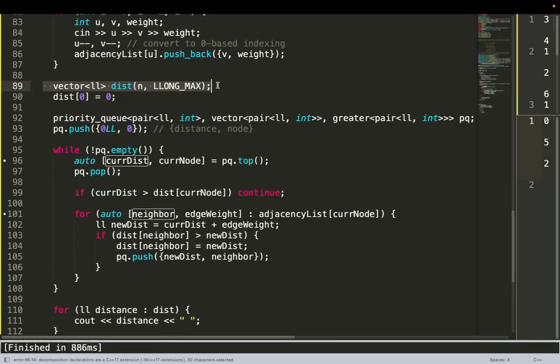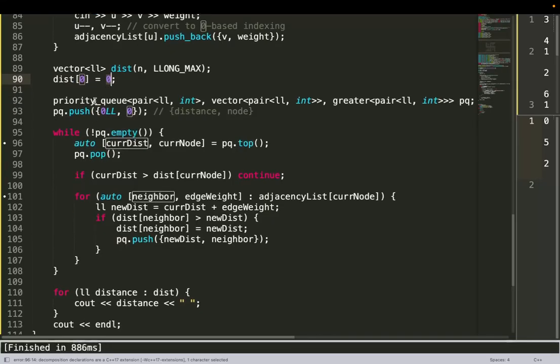Then I constructed a distance vector, initialized it with long max, and since my starting node is 0, to reach 0 the shortest distance is 0, right? So in my distance vector, at index 0, I simply replaced the value with 0. Then I constructed a minimum priority queue, where I am using a pair of two things: first the distance and second the node. In my priority queue, I simply push back whatever is my current node.